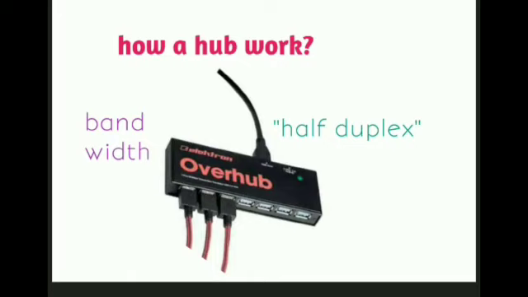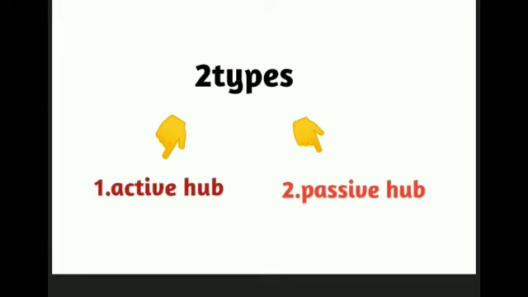Let's see how a hub works. As we know, a hub is a cheap and simple device and it can connect a bunch of computers with each other. But here it wastes a little bit of bandwidth. So a hub is also known as a half duplex device. Hubs are of two types, active hub and passive hub. Let's see one by one.